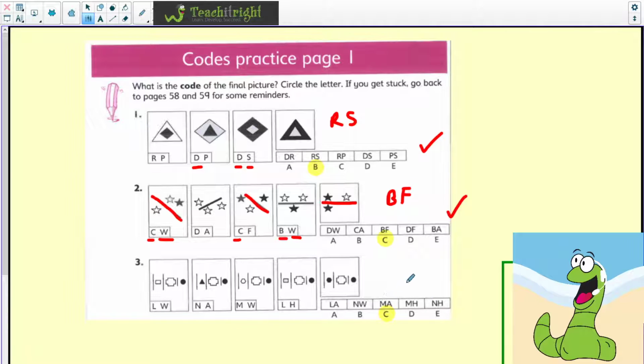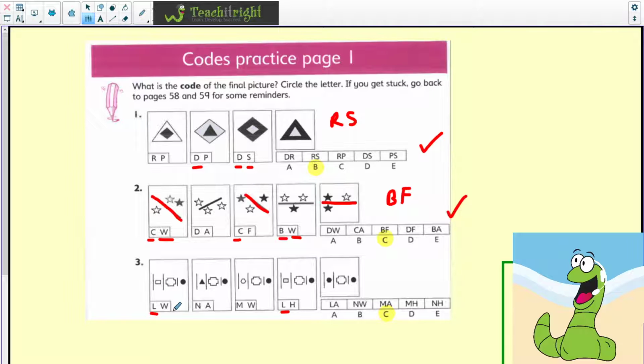Question 3, we've got M and A. Let's just see if we can work out why M and A gives us the right answer. Well, if we look at the L's, that would be the first thing to focus on. When you're looking at these pictures, it's, well, what have you actually got that's the same? And what have you got that's common?